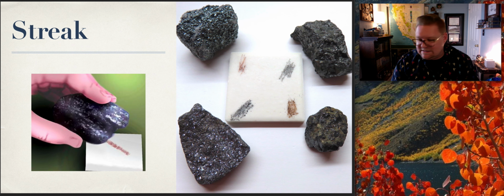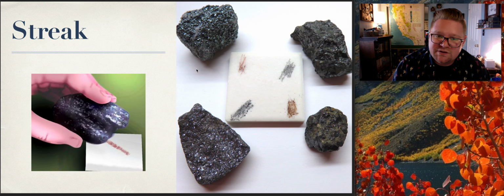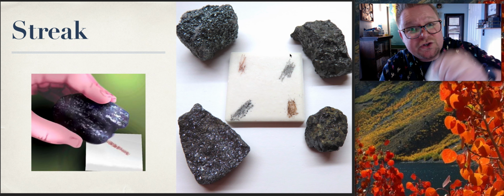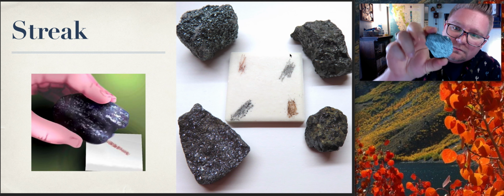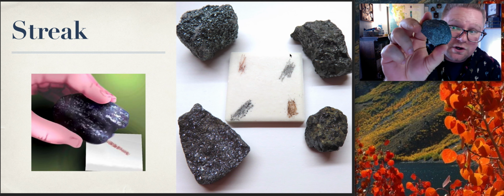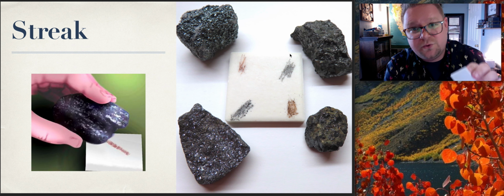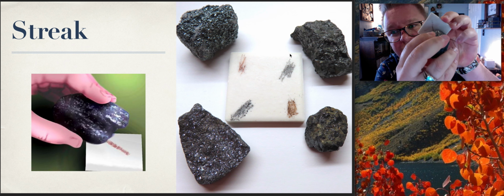Streak. So here's some example of streaks. Here we have your white tile, 4 different minerals, and look, they all leave different streaks. They're all gray in color, but as you can see, each one leaves a little bit different. So as an example, here's my streak tile, and here is a metallic mineral. To the observer, it's silver in color. So here's my streak plate, and I'm going to try to do this backwards, so just hang tight.